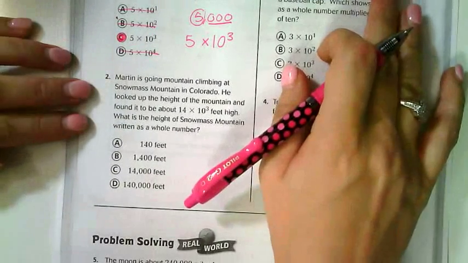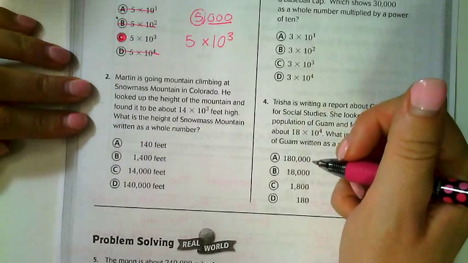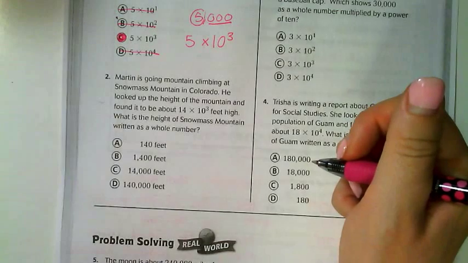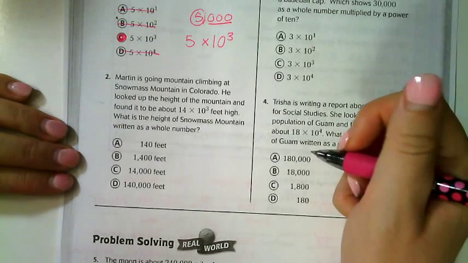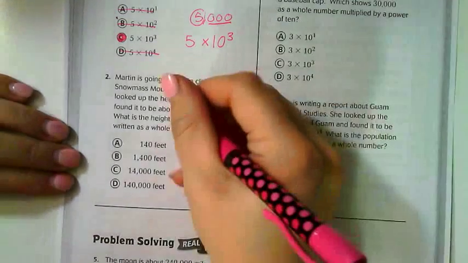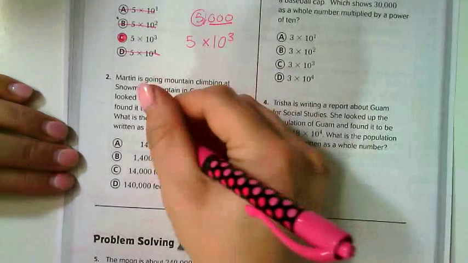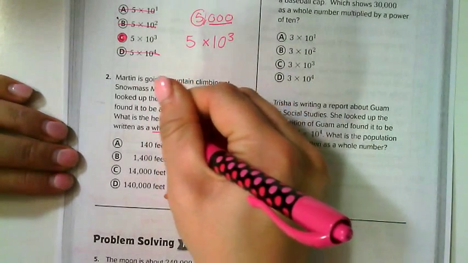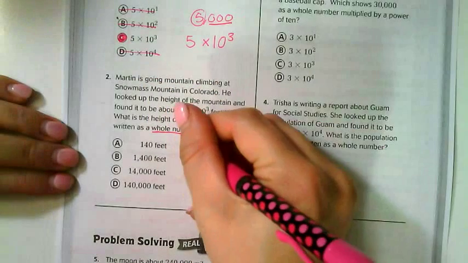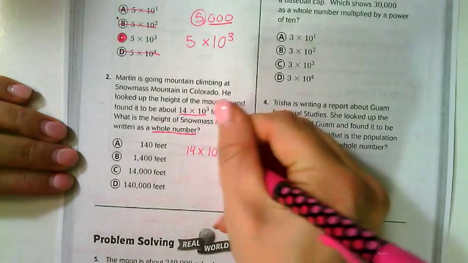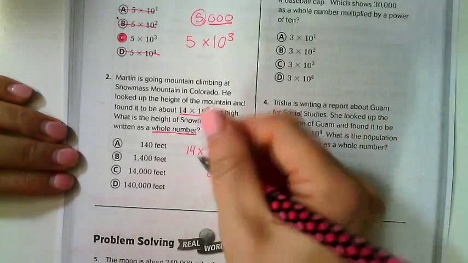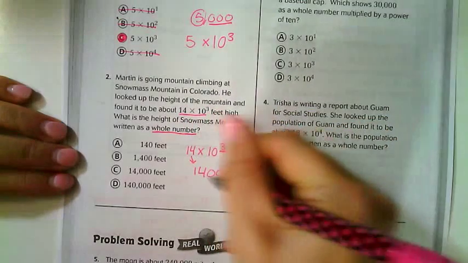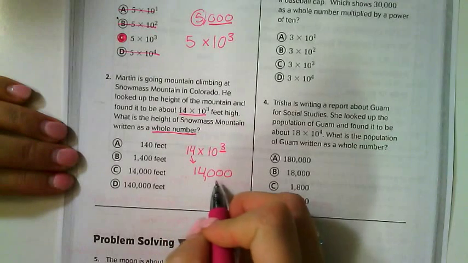Number 2. Martin is going mountain climbing at Snowmass Mountain in Colorado. He looked up the height of the mountain and found it to be about 14 times 10 to the third feet high. What is the height of Snowmass Mountain written as a whole number? There are 2 things I'm going to underline here. I'm going to underline the information, and then I'm also going to underline whole number, because that's what my answer should be in. So I have 14 times 10 to the third. I know that 3 tells me that my answer needs to have 3 zeros. And then I know that I just need to bring down my 14. So I'm looking for the number 14,000.